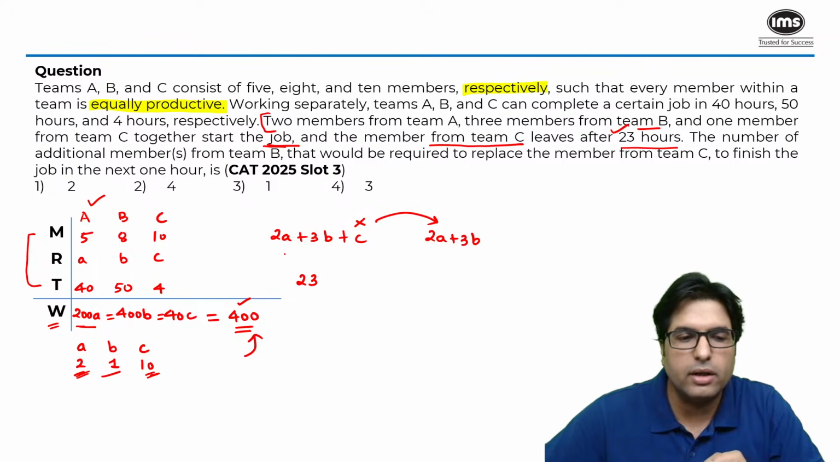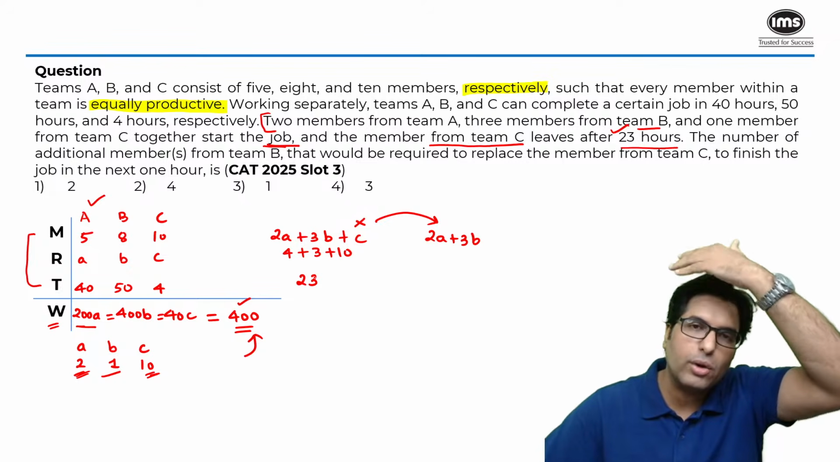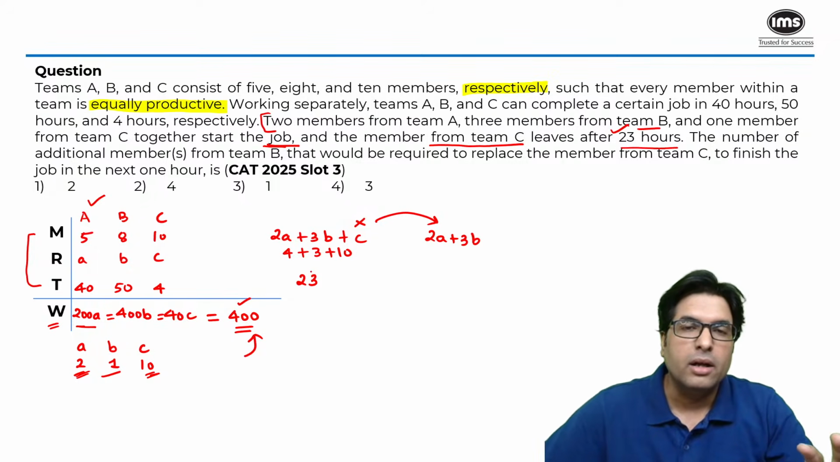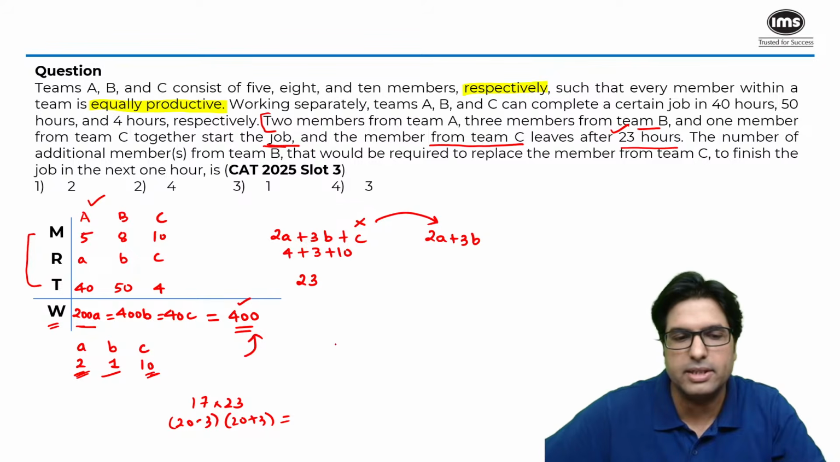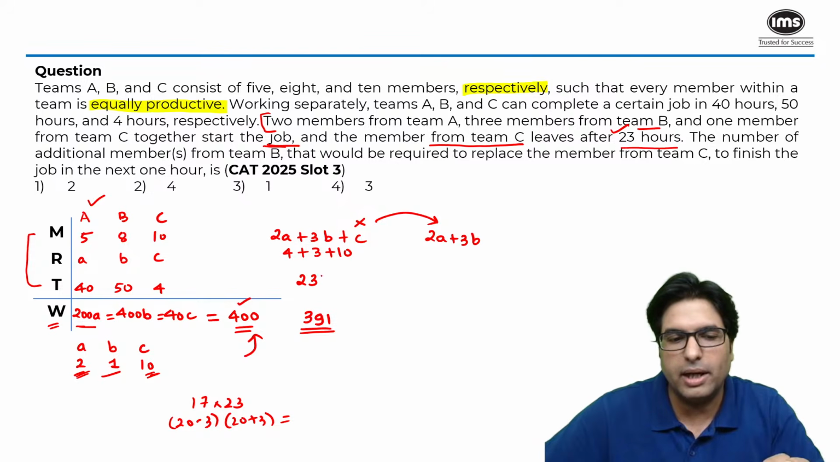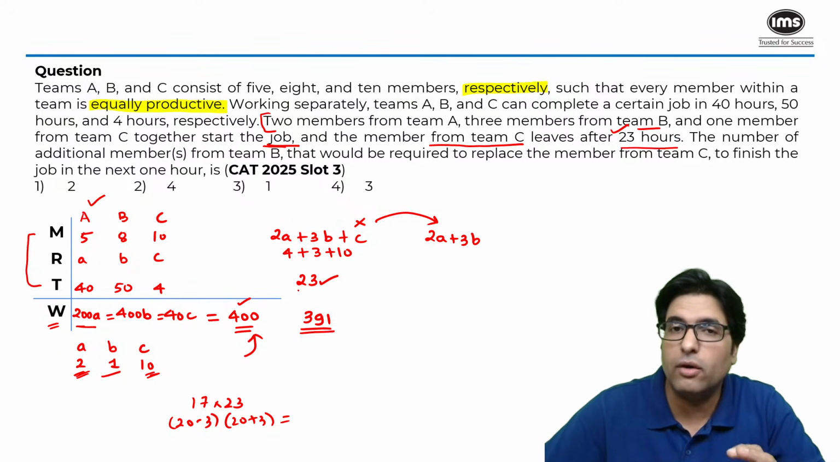Now, what is the amount of work that these people will do? So I'll plug in the values for A, B, C. 2 into 2, 4. Plus 3, 7. Plus C is 10. So we have 17 into 23. How do you calculate 17 into 23 quickly? The average is 20. So 20 minus 3, 20 plus 3. That is a minus b into a plus b, a square minus b square, which is 400 minus 9. 400 minus 9 would be 391. So understand that so far, by the time C left, 391 units of work was already done.